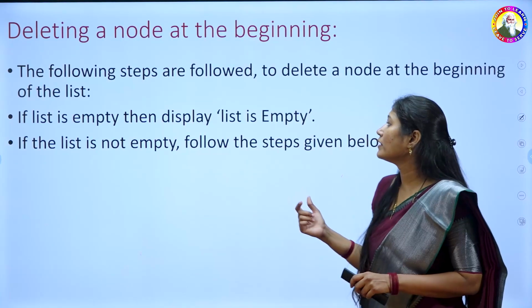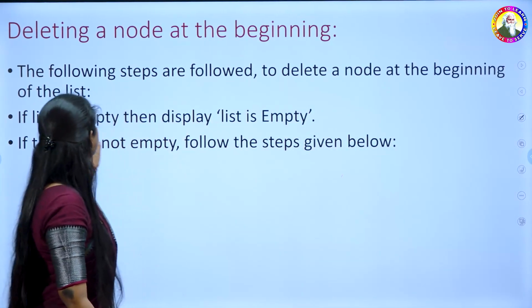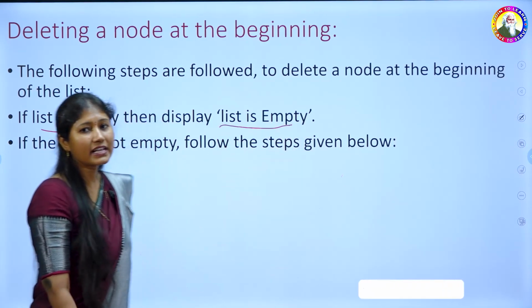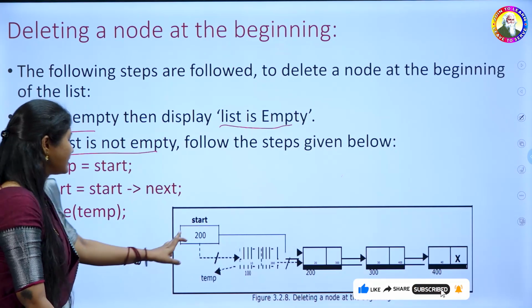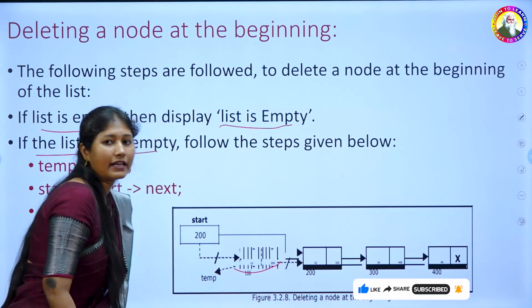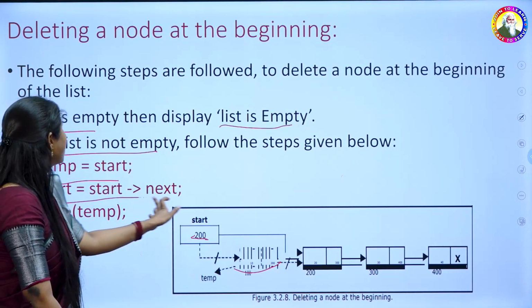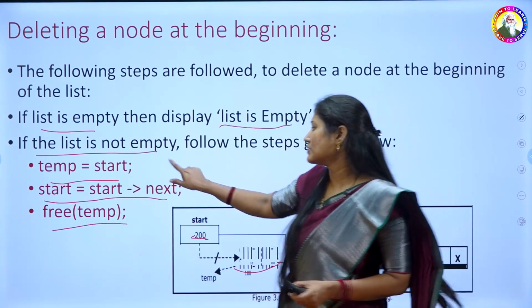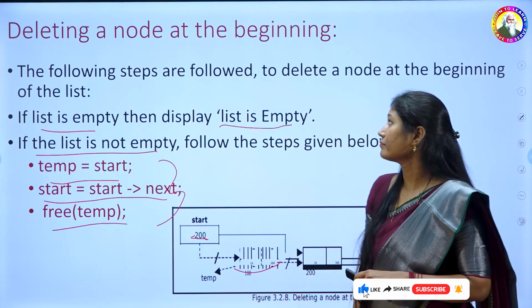This is a simple thing. The next one is the algorithm to delete a node at the beginning. First, if the list is empty, then I should display list is empty. If the list is not empty, I can replace the start with the first element's next address. That is, temp equal to start, start equal to start next, and free of temp. Whatever we have discussed, these 3 lines are important to delete at the beginning.